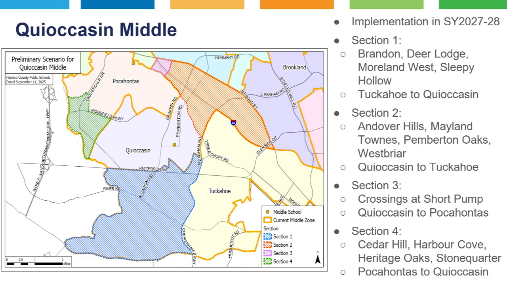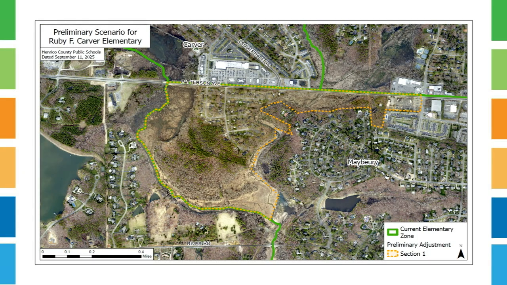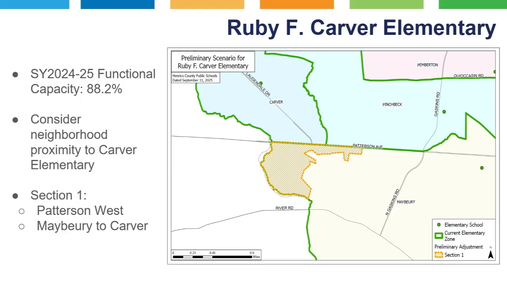But I am also going to touch briefly on Carver and Freeman. So if we can go to Carver, please. All right, so Carver, the driving concept here is relief with new developments and geographic proximity for transportation. So it's not a huge yield of students that live there right now. However, we know we possibly have some more development coming along that Patterson Avenue corridor.